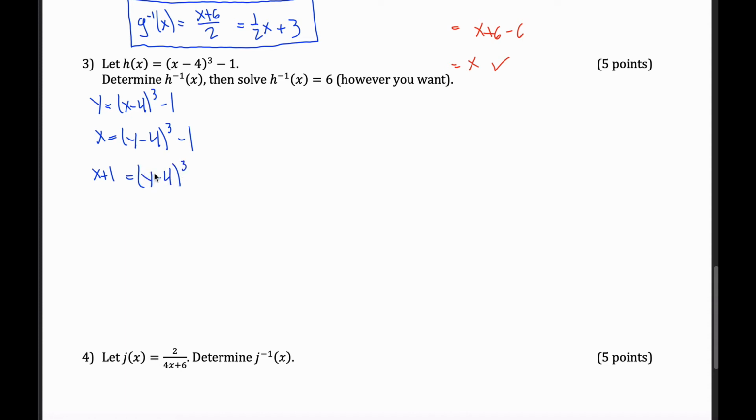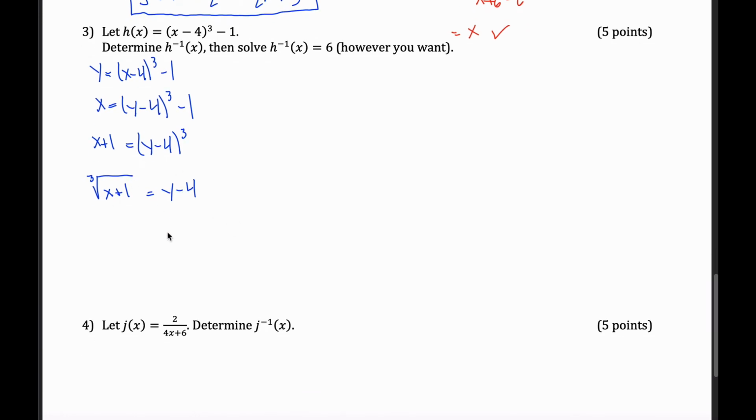And then if my goal is to get this y all by itself, I've got to get rid of this 3 up in the exponent. So I can take the cube root of both sides of the equation. So the cube root of x plus 1 would be equal to y minus 4. And now I'm almost done. This y is all by itself if I just add 4 to both sides, and I end up with y equals the cube root of x plus 1, plus 4.